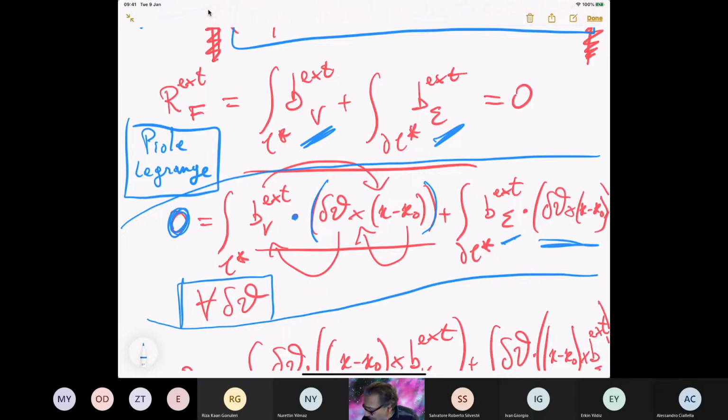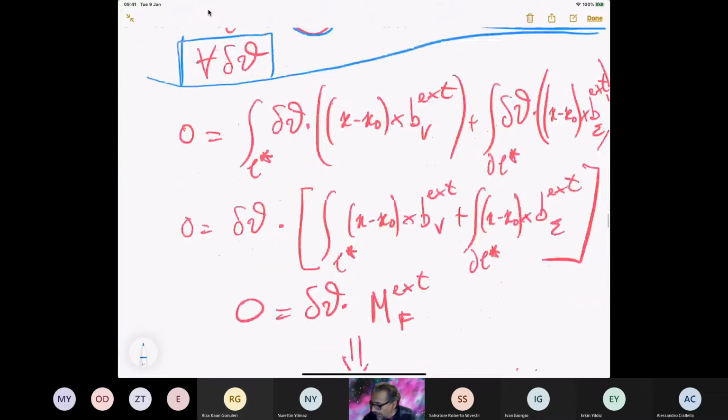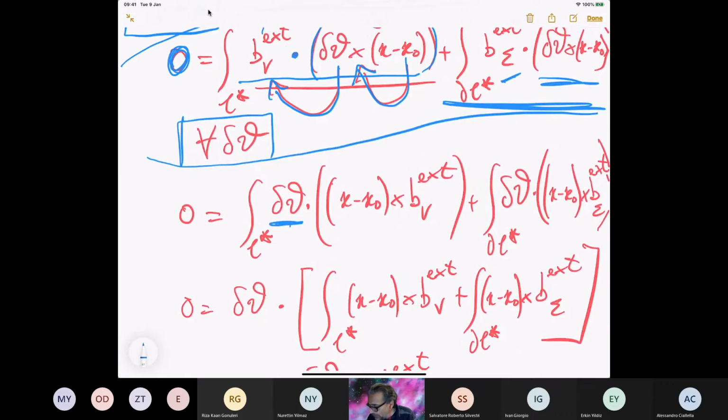Now, I hope that you remember the property of triple product of vectors. You know, this scalar is called triple product of the three vectors constituting it. So you have b x, okay, delta theta, and x minus x0. So you can permute this equality here, following the arrows which have been written there. The same you can do there, okay? And what you get, you get delta theta dot something, okay, plus delta theta dot something else.